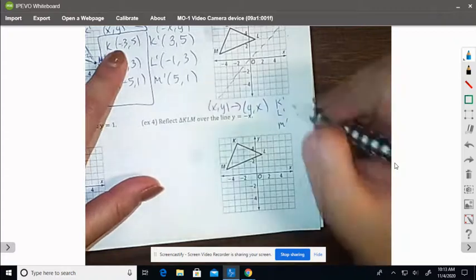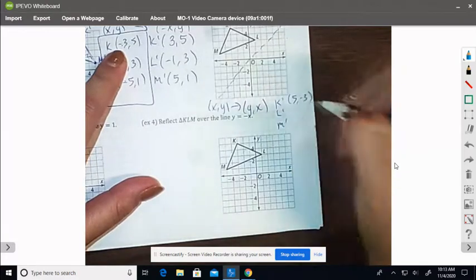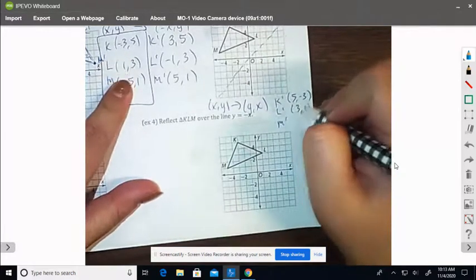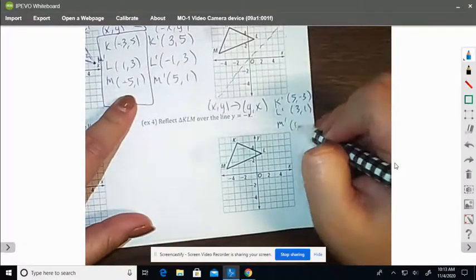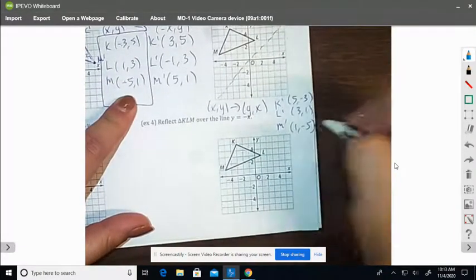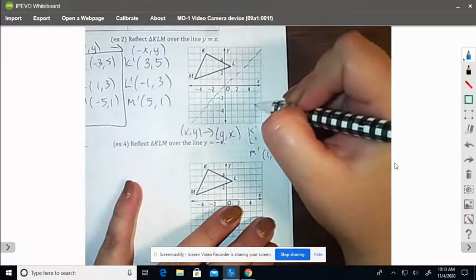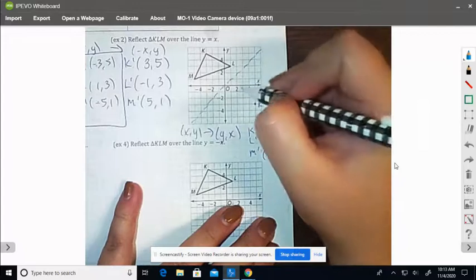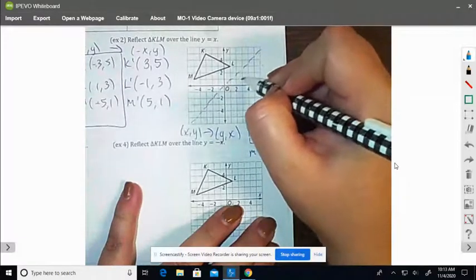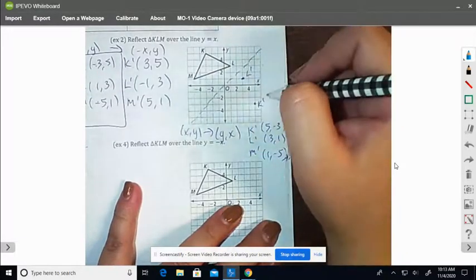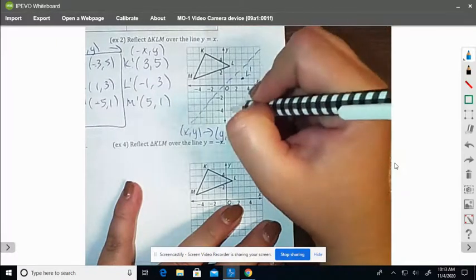So -3, 5 would change to 5, -3. 1, 3 would change to 3, 1. And -5, 1 would change to 1, -5. And now I'm just going to go ahead and plot those points. So 5, -3, my K prime. 3, 1 is my L prime. My M prime is 1, -5.